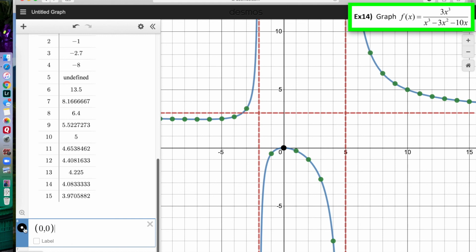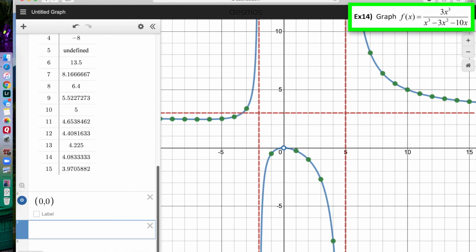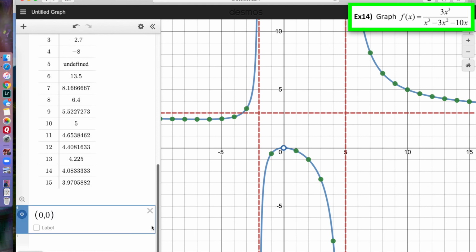But Desmos lets you, I'm going to do this in blue, but Desmos lets you graph a point and then put a hole in the point. So you can, if you want to, graph that point, and then you can even have it automatically label the point.